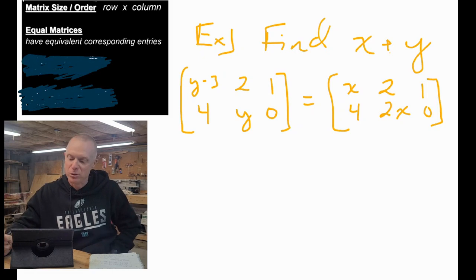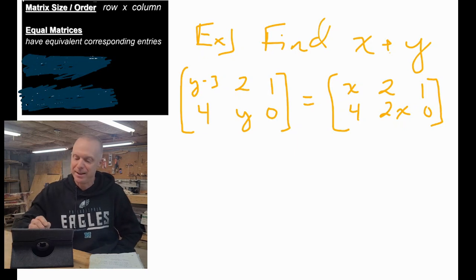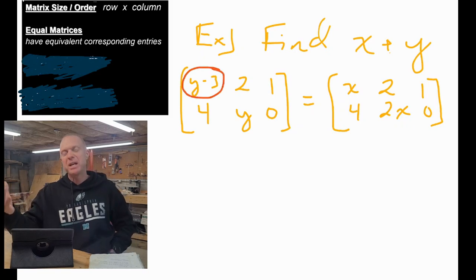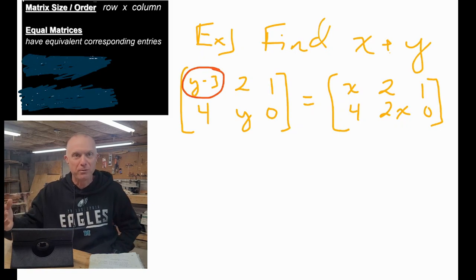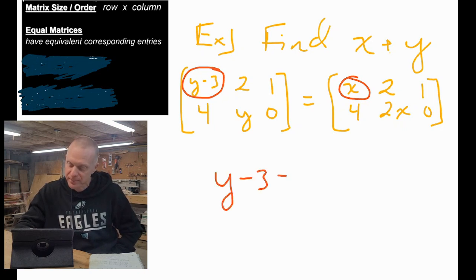Their corresponding entries are equal. Can we try to find x and y? I have a feeling that we certainly can. Let's use some basic principles here. If I have my first entry, the entry in the first row, first column, then it definitely would have to equal the corresponding entry in the first row, first column. And so we get a simple statement that says y minus 3 equals x.